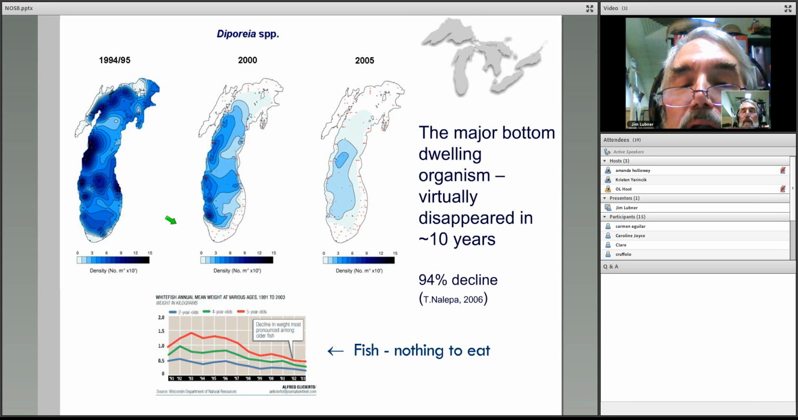A very nutritious critter that was forage, food, for lots of the fish that spent at least a portion of their time near the bottom of the lake. And you can see how dramatically numbers have declined over just a 10-year period, and those numbers continue to decline, 94% according to a scientist in Michigan. And you see here that the fish numbers have also been declining over a period of time, because the fish do not have as much nutritious food to eat with some of the invasions that have occurred.